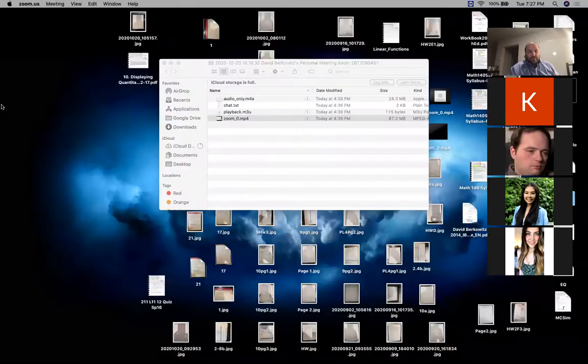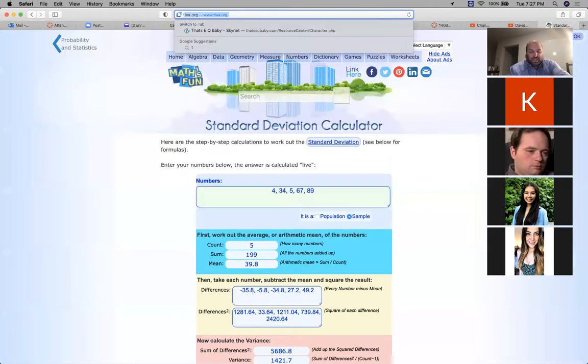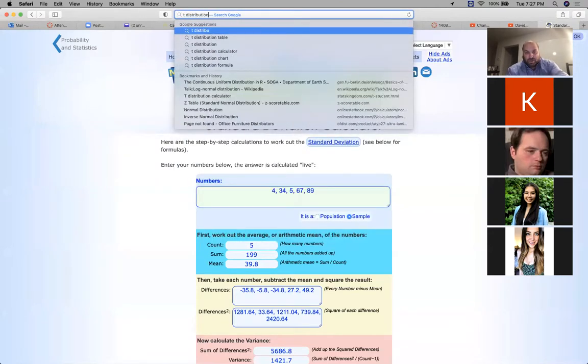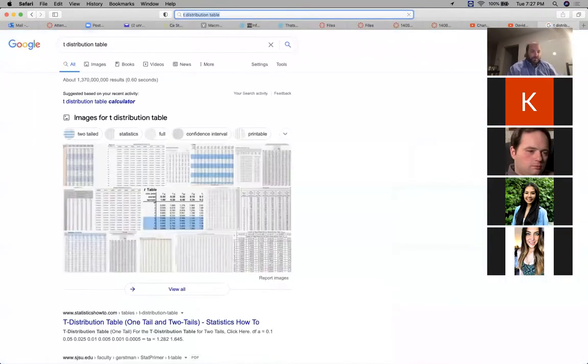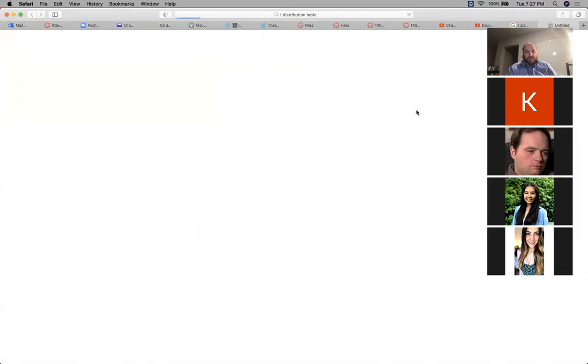So here's the thing about t-star. T-star has its own table. Let me share, and you'll see what I mean. So if you go to t-star, give me a t distribution table. Images for the t distribution table. Go to any one of them. Let's go to this one here. It's nice and big, it looks like.